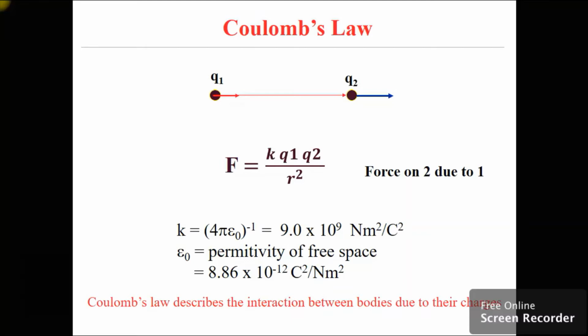Sub-0. That's a subscript. And all that is to the -1, 1 over that number. And E sub 0 is called the permittivity of free space. Don't worry about that name. It's just a number, 8.86 times 10 to the negative 12. And then the units are a little weird. Coulomb squared divided by newtons times meters squared.